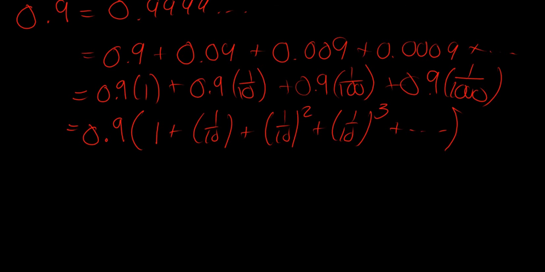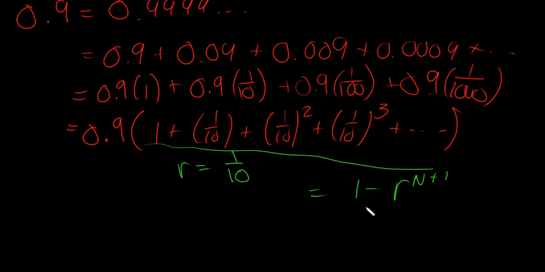And what I just showed was that if you have a series like this, in this case r is equal to 1/10, this whole series is equal to 1 minus r to the n plus 1 over 1 minus r. Well, what is n? Well, n is kind of infinity because this is non-ending. This does not end. The highest exponent is infinite. It's just going to keep going.